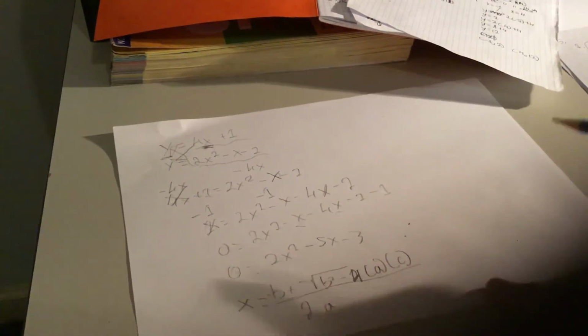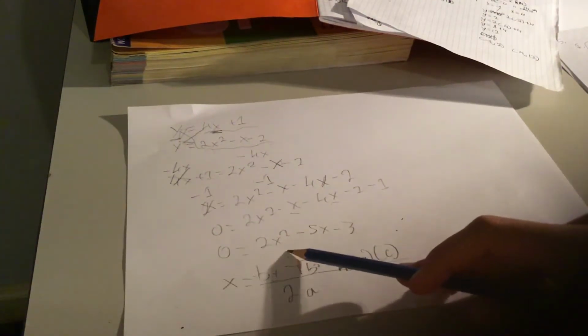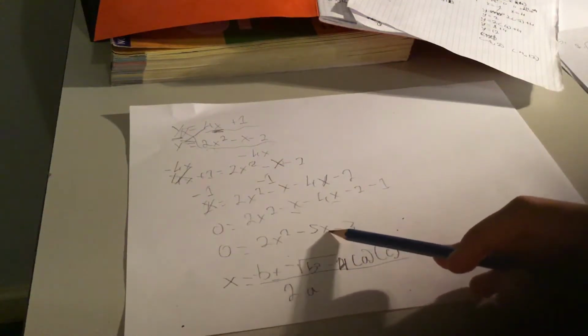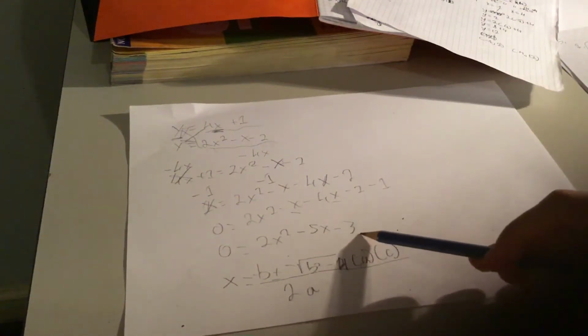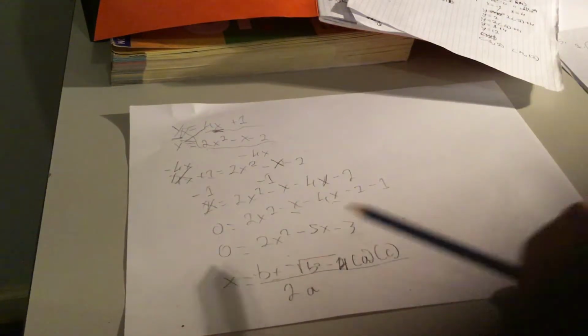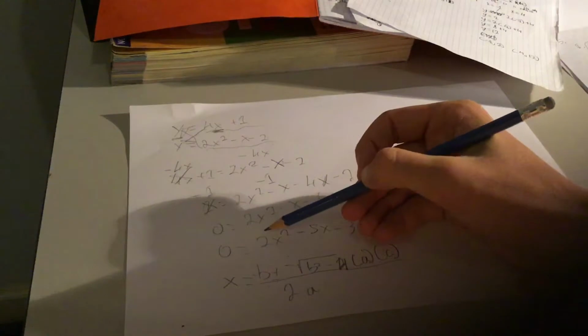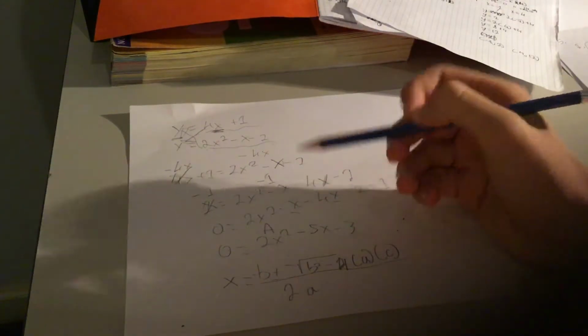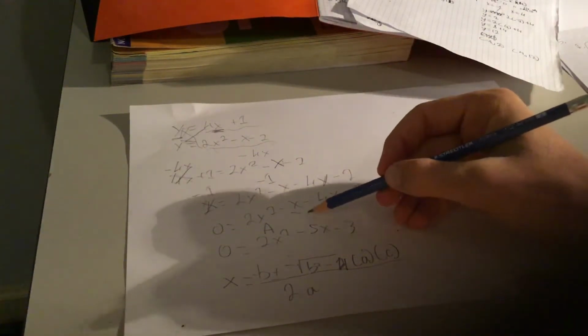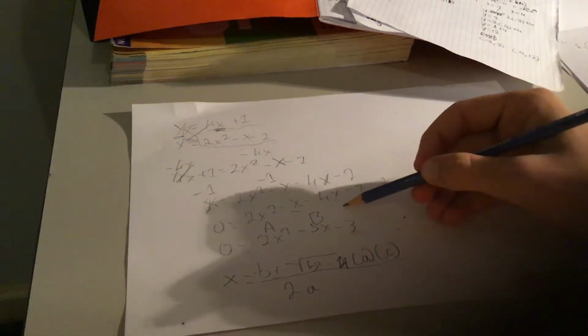And what we do is, because we have a nice x squared here, a number with x as a coefficient, and then a number on its own, we can give these numbers these letters. So it has to be this order. The number on the x squared is always a. The number with the x as a coefficient is always b. And then the number on its own is always c.